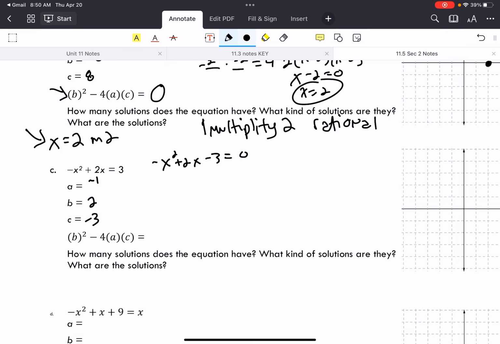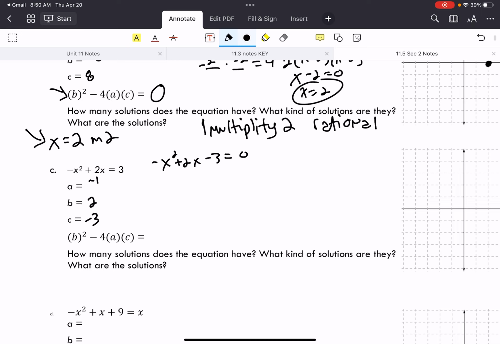So find my discriminant. Find my discriminant and tell me how many answers that discriminant tells me the graph or the equation will have and what type they are. This lesson has a little bit new, but it's almost like a review within a review.